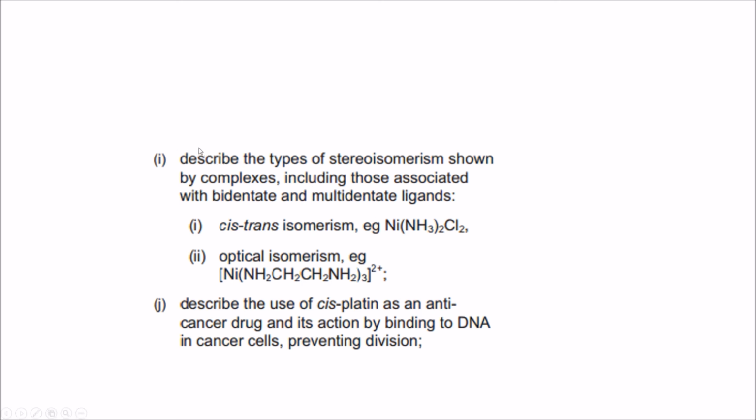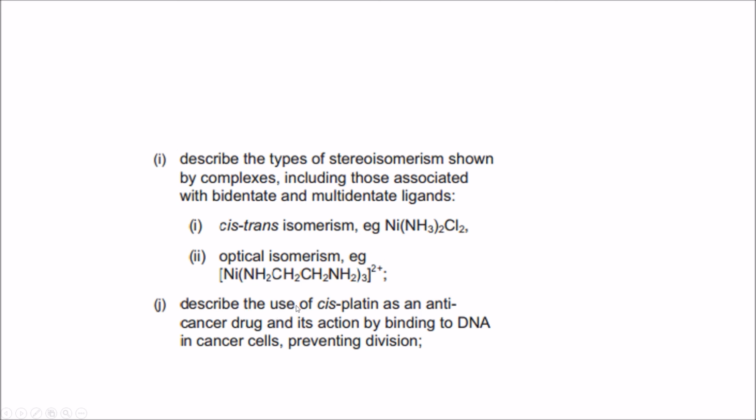So have we met these criteria? We've described the types of stereoisomerism shown by complexes, yes, because we know we've got cis-trans and we know cis is together and trans is opposite. And we have optical isomerism, which basically means that it's a mirror image and that those two can't be placed over each other. We know what effect that has on light too. So yes, I think we have met these criteria.